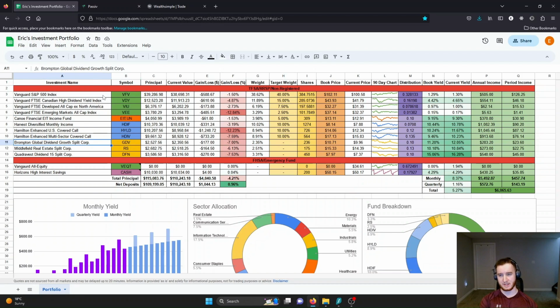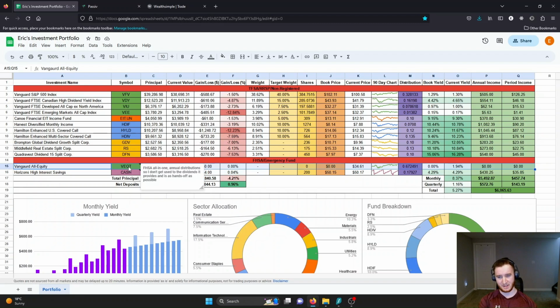These funds are kind of what would make up an all-in-one ETF such as VEQT, except I like to tailor how much I invest in each of the individual funds. And actually, this column here for VEQT will just be for my FHSA whenever Wealthsimple decides to release it. So FHSA all-in-one. I'm just going to go straight 100% VEQT in this account.